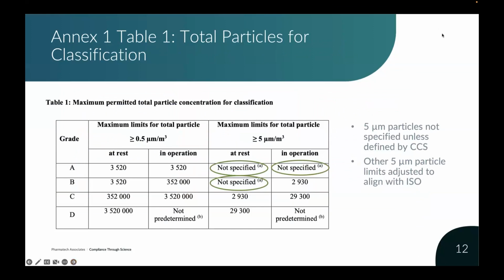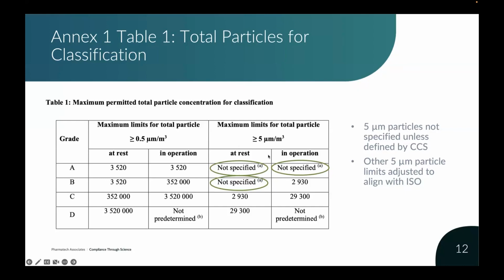The revisions to the Annex 1 table are shown here. I've indicated with the circles particular areas that have been changed. The big change has been that the 5-micron limits for grade A and grade B have now been changed to not specified. That means that you don't necessarily have to have limits for those in classification unless your contamination control strategy has set those limits. We'll go into that in the next slide when we talk about monitoring.